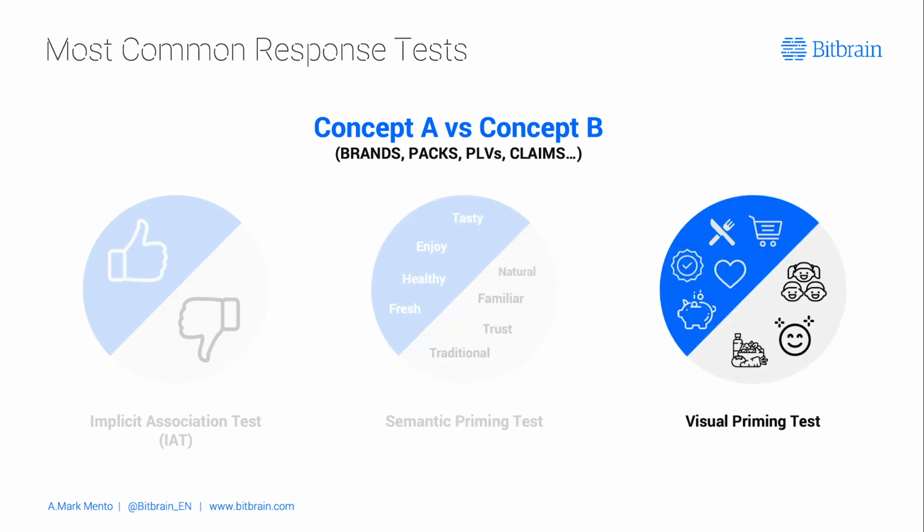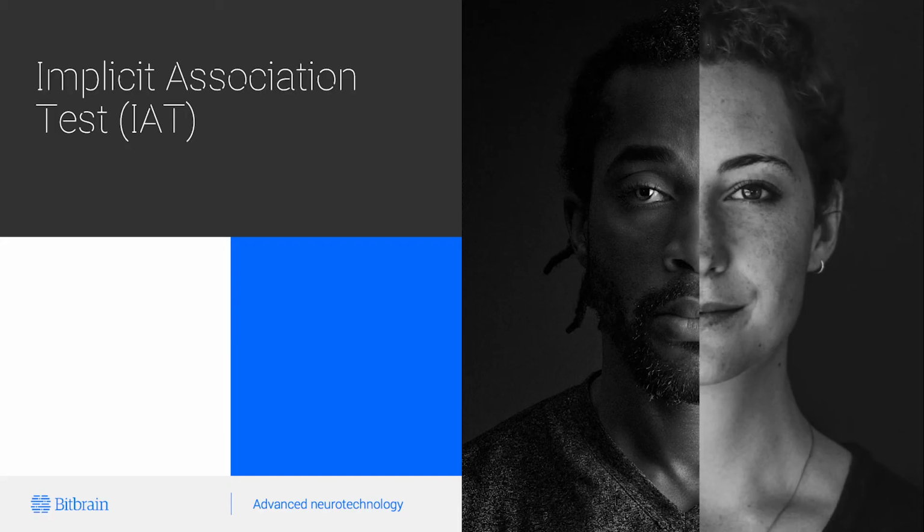Finally, the visual priming test works the same way as the semantic priming test, but in this case, instead of using text as primers, we'll use images. This is widely used to test attributes that are a bit more abstract or that are more recognizable with an image than just using words. Now, to understand how these tests work in practice, we're going to see some real examples of each one.